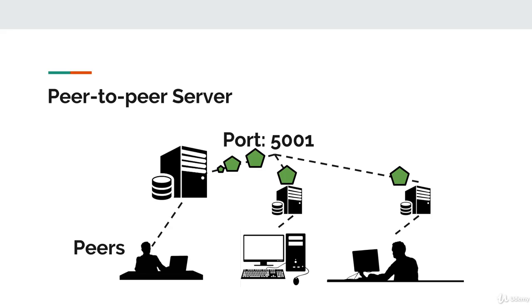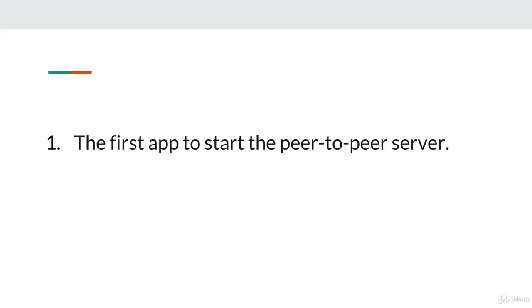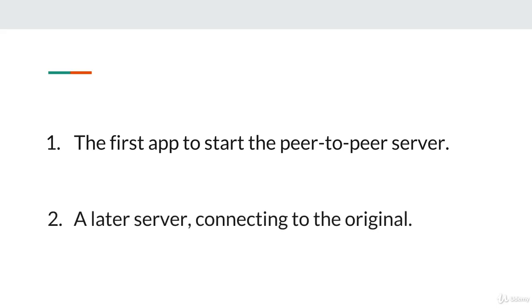As we create this peer-to-peer server, note that there are two possibilities for how an individual server will behave. First, as the initial instance of the blockchain application, this node will start the first peer-to-peer server, and then it will wait for connections as its peers' applications start up. Second, as a second, third, or even later instance of the blockchain application, this node will connect to the original peer-to-peer server from step 1 over a designated WebSocket port.